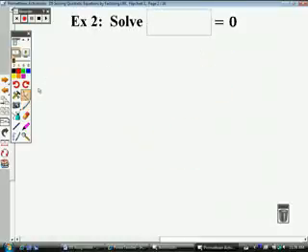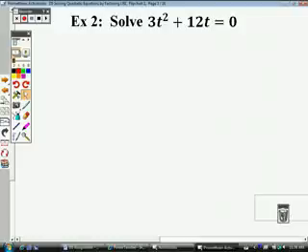All right, let's look at this example right here. Y'all fill in this blank. 3t squared plus 12t.